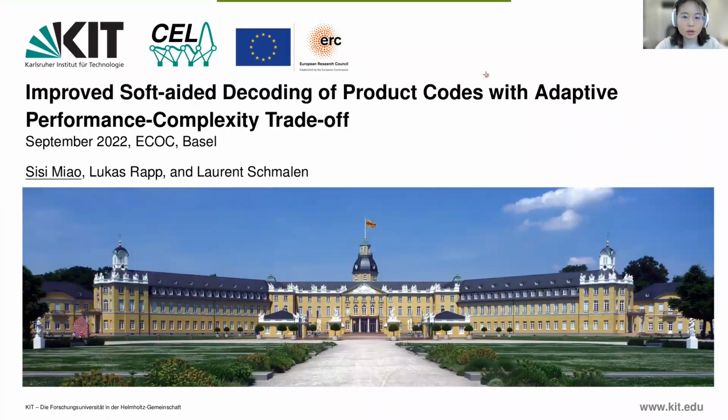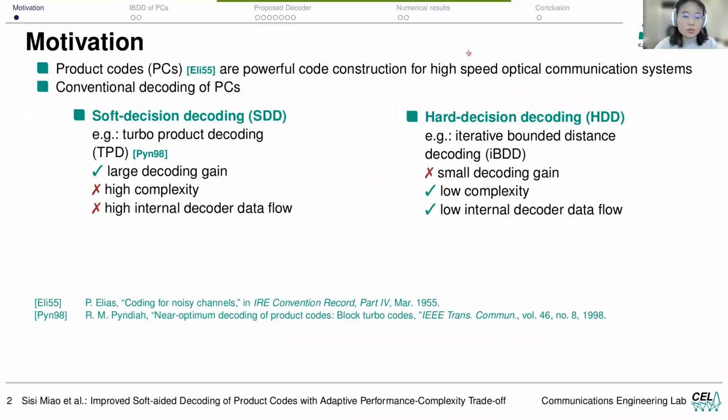Hello everybody, welcome to the presentation on our work Improved Soft-Aided Decoding of Product Codes with Adaptive Performance Complexity Trade-off. This has been presented at this year's European Conference on Optical Communication. I'm Susie Miao. This is a joint work with Luca Papp and Laurent Schmalen. I will briefly motivate this work.